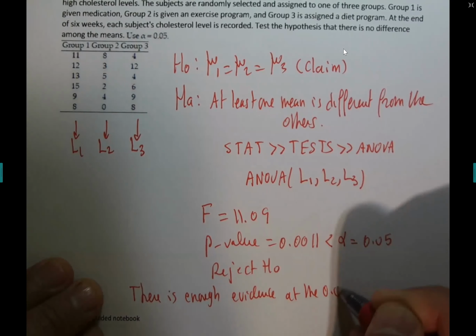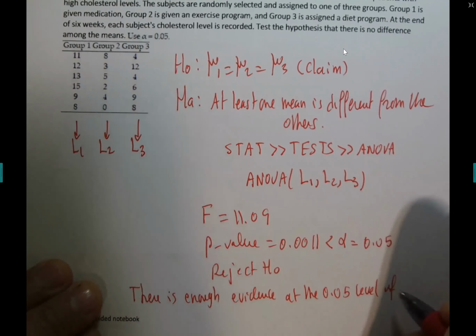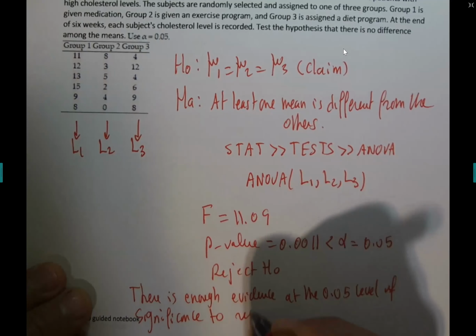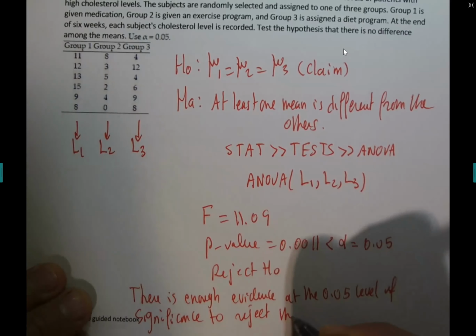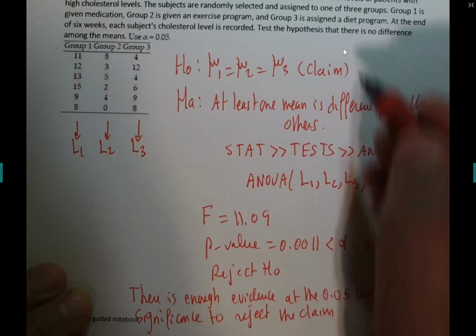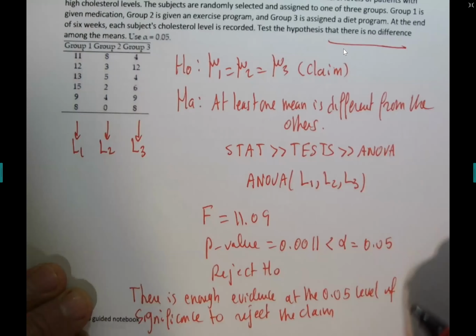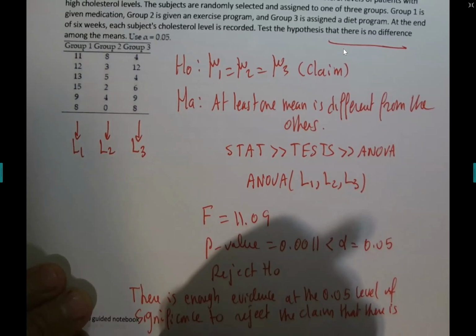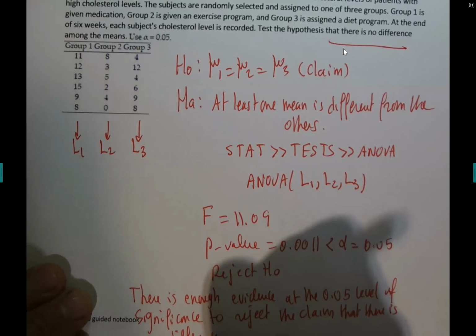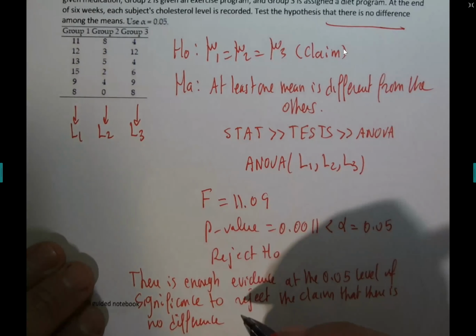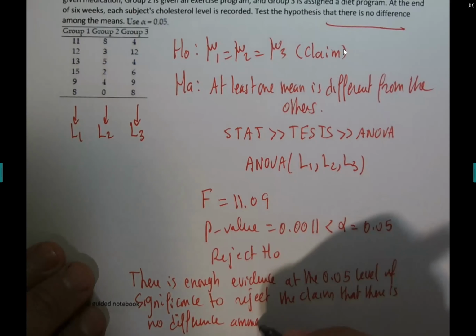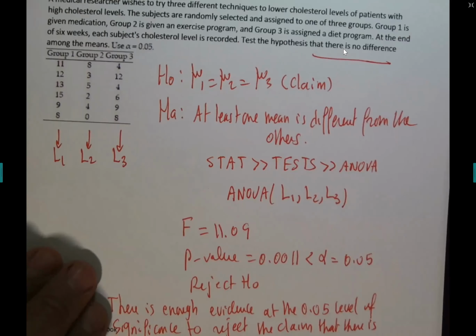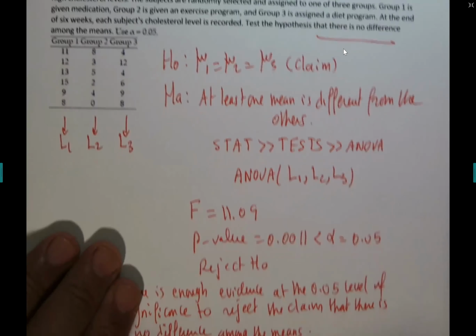At the 0.05 level of significance, to reject the claim. There is the claim. I just copied it from here: that there is no difference among the means. So probably there is a difference, guys. It does matter which diet or which program. Okay, so that's what we call the ANOVA test.